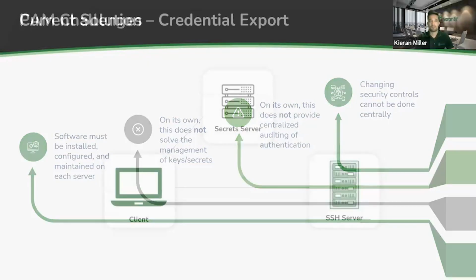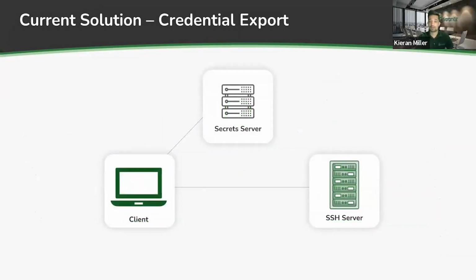The next solution is credential export. In this case, what the client does is it talks to some secret server and authenticates itself to the secret server. And then if it's authorized, the secret server will release the secret that it needs to authenticate to the SSH server. So these secrets are typically passwords or SSH keys. So the client actually gets access to that secret.